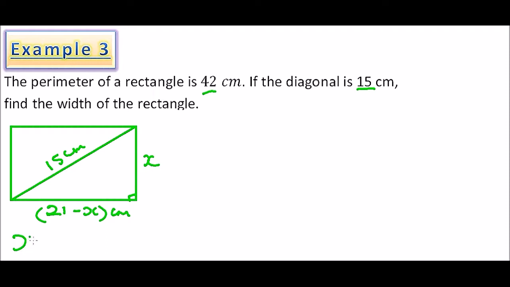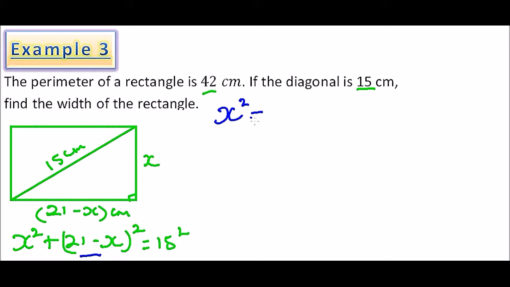So we say x squared plus (21 minus x) squared should be equals to 15 squared. That is the Pythagoras theorem. So we expand this (21 minus x) squared.